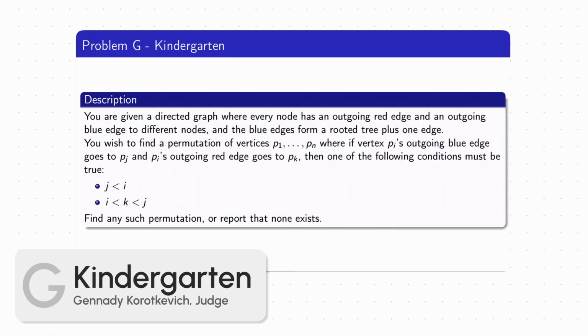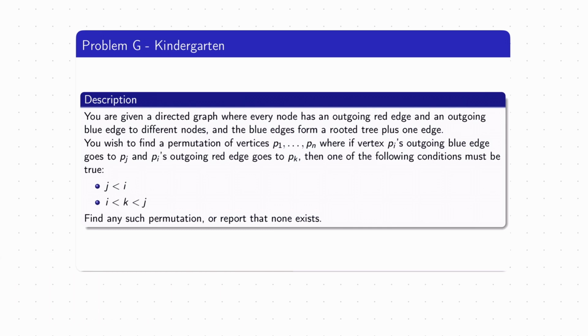Hello everyone, this is the ICPC 2024 World Finals Problem G, Kindergarten. You're given a directed graph where every node has one outgoing red edge and one outgoing blue edge, and the blue edges form a cycle and several rooted trees hanging out from it, and you need to find the permutation of vertices such that for each vertex pi, if its blue edge goes to vertex pj and its red edge goes to vertex pk, then one of the following is true. Either vertex pj is to the left of vertex pi, or if vertex pj is to the right of pi, then pk is between those two.